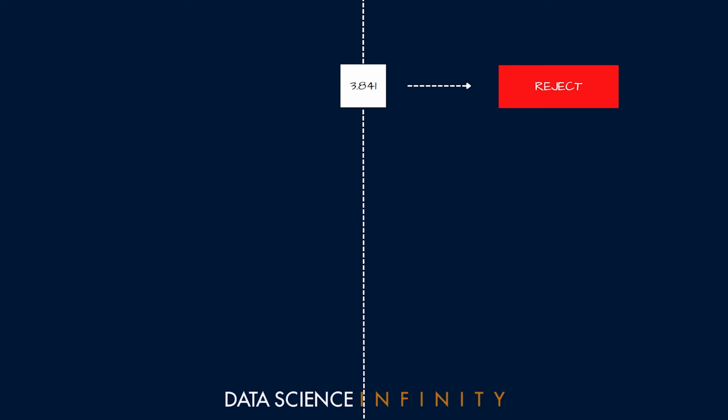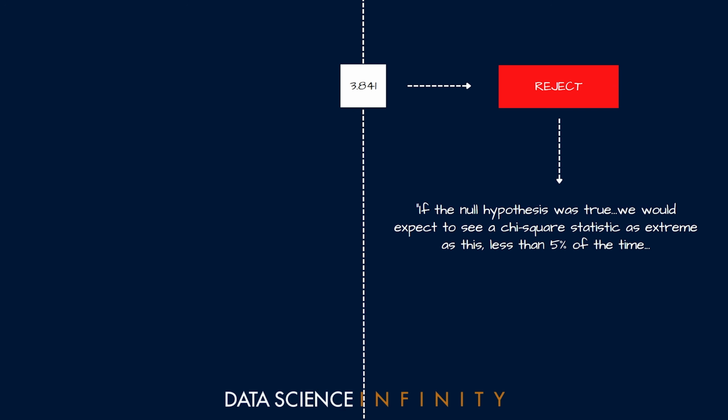And why will we do this? Well, in this case, since our critical value is based on our acceptance criteria of 0.05, we would essentially be saying that if the null hypothesis was true, we would expect to see a chi-squared statistic as extreme as this less than 5% of the time. And because something occurring less than 5% of the time is quite rare, this would suggest to us that the null hypothesis is unlikely to be true.